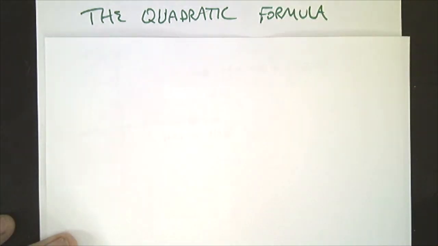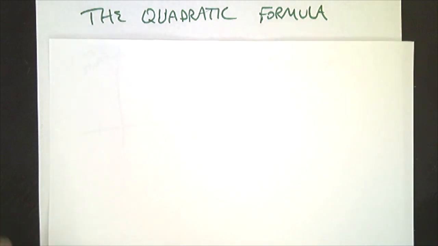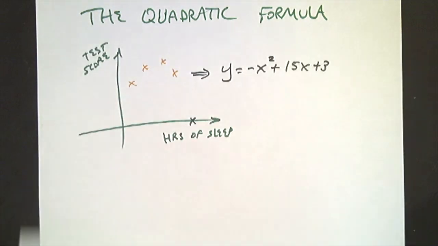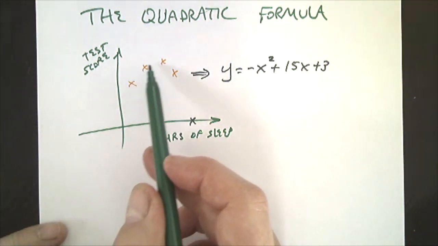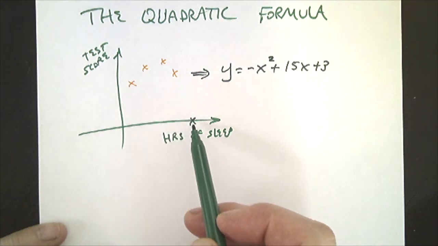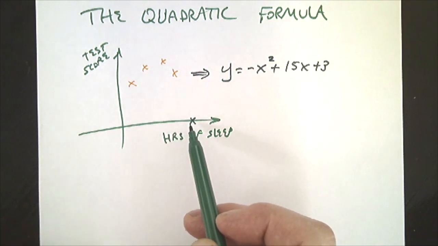The quadratic formula. Using the quadratic formula, we can solve scenarios. In this case, we're going to solve the scenario for number of hours of sleep versus the test scores. What test score do you get depending on how much sleep you get? So we want to find out when it is that you score nothing on your test. How many hours of sleep is this?